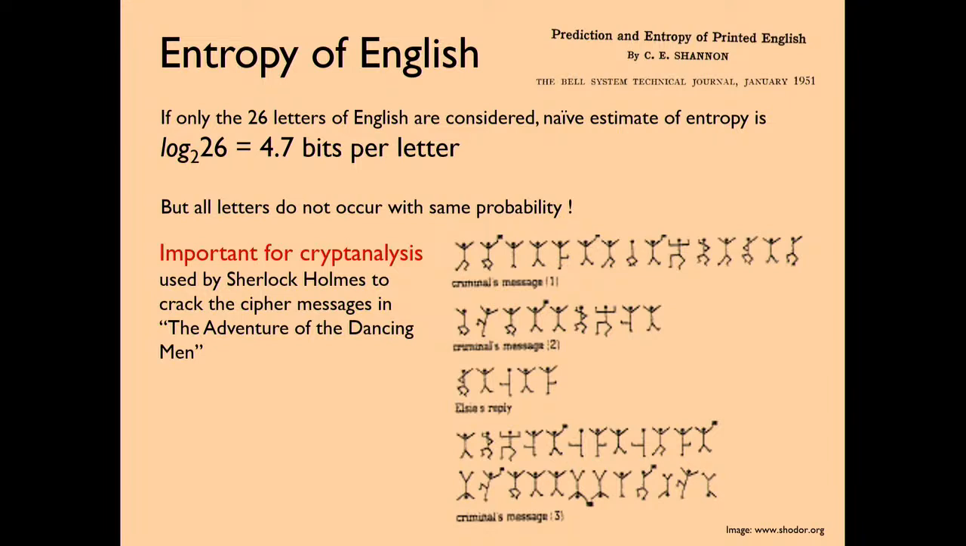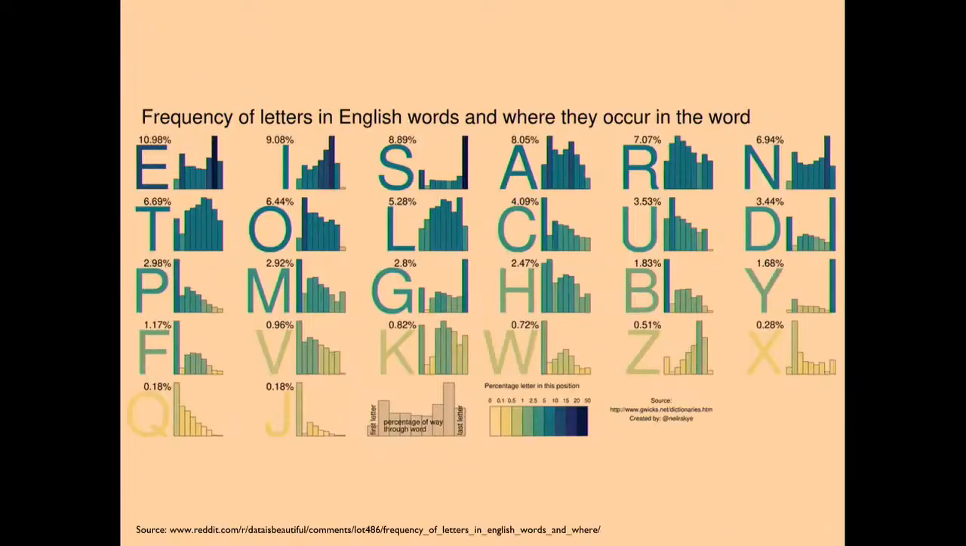Let me go on to something I've already talked about before. Remember this dancing men message. If all the letters of English had equal probability, then each letter would have an information content of 4.7 bits. But all letters do not occur with the same probability, and that is the information that Sherlock Holmes used to decipher this, right? He knew that all letters do not occur with equal probability.